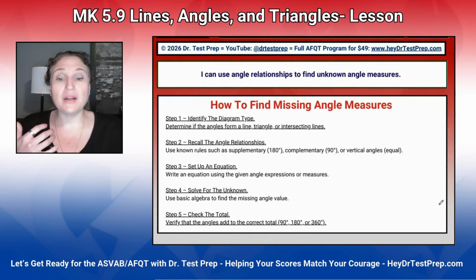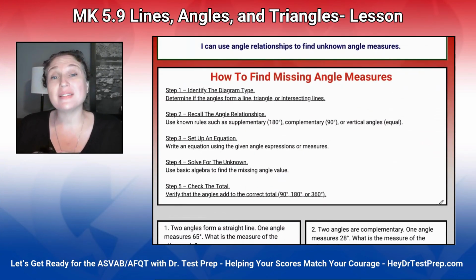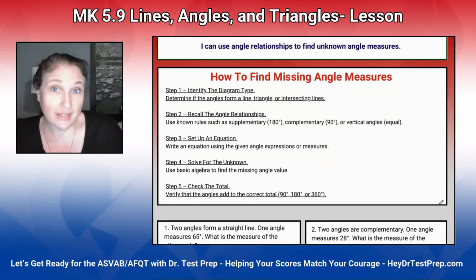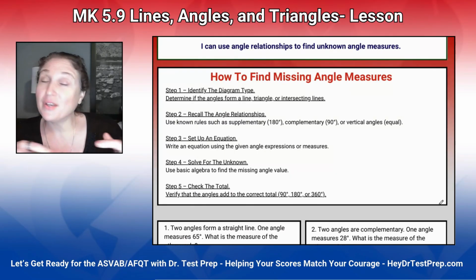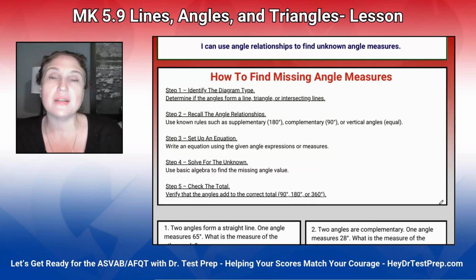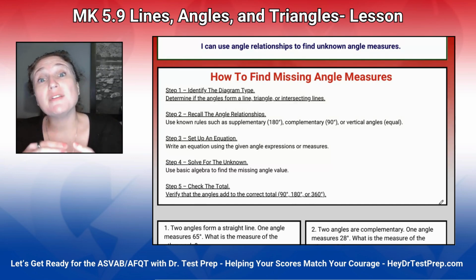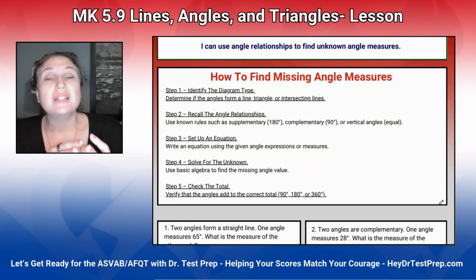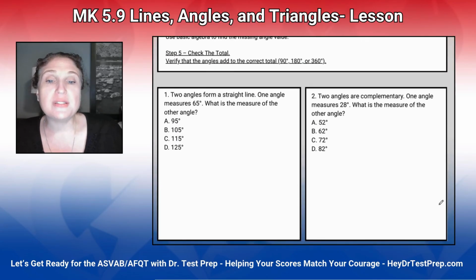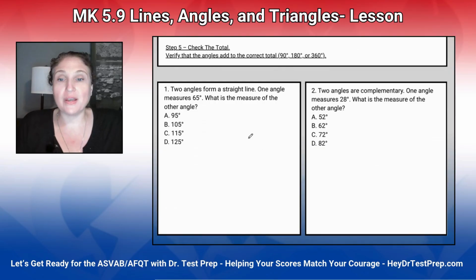We're also going to remember that if something is a straight line, the angles add up to 180. If something's a triangle, it also adds up to 180. If something forms a right angle, then it adds up to 90 degrees. And if it makes an X, those form what are called vertical angles because they share a vertex, and they're equal. So we'll set up equations and then find the missing values that way.